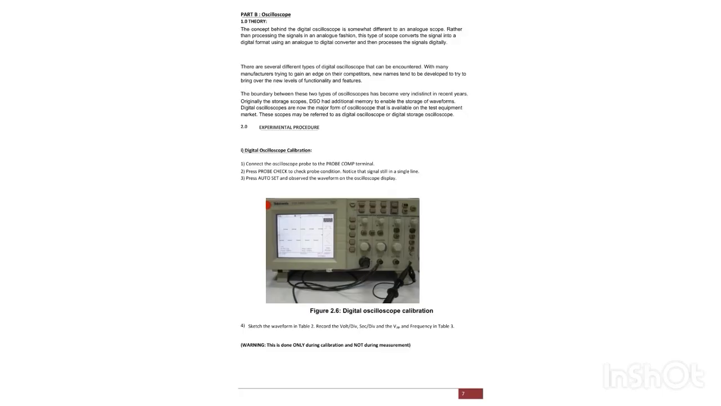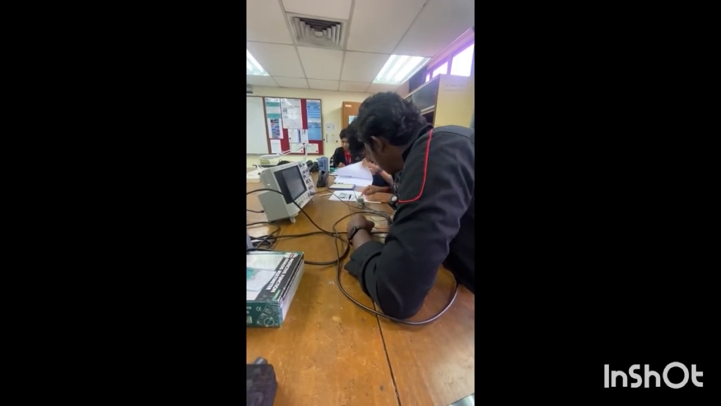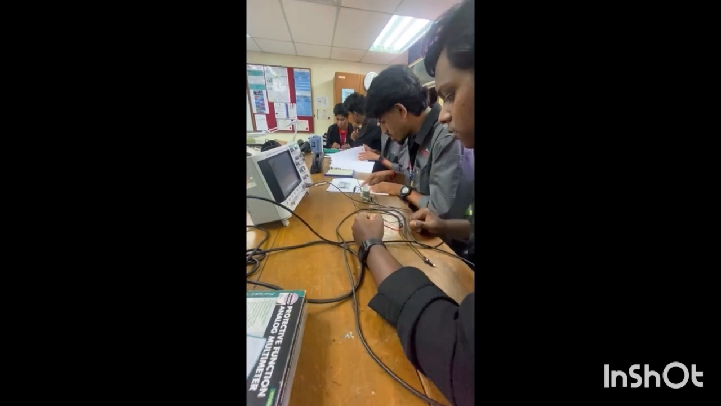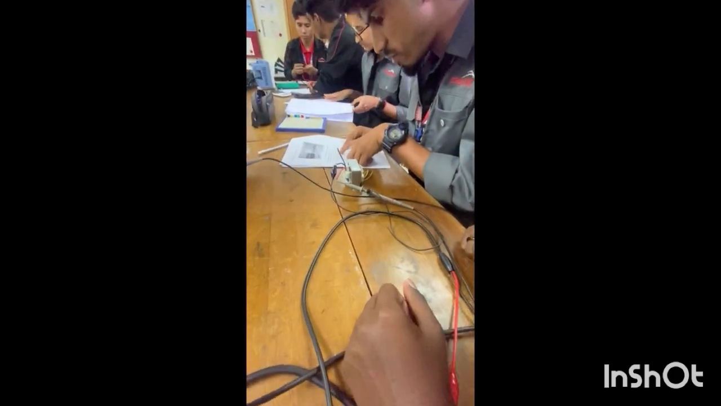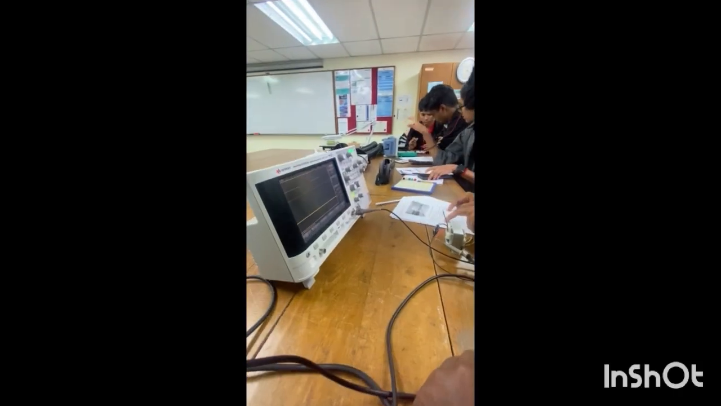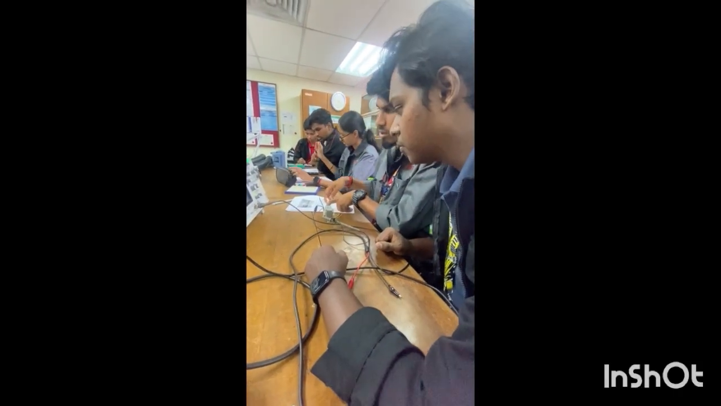For the next part B, we test the oscilloscope and generate the waveform of the transformer step down voltage. Firstly, we calibrated the oscilloscope with the appropriate probe and measured the voltage generated waveform of the AC voltage of the transformer.